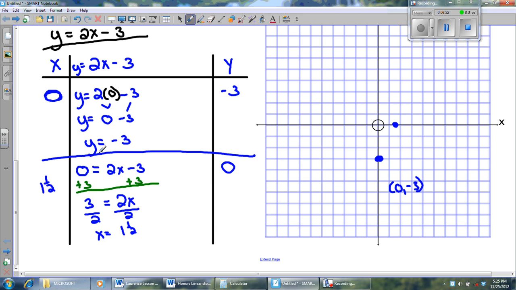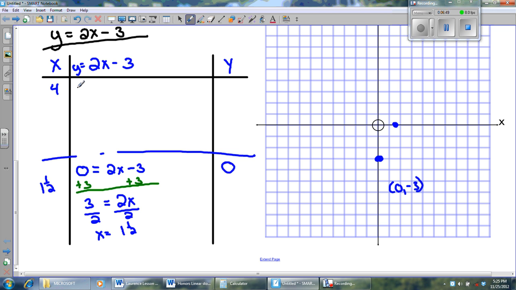I'm running out of room, so I'm going to erase this work. I don't ever want you to erase work. I want you to show it at the bottom. Okay. And this time I'll tell you what. I'm going to put in, say, 4 for x.